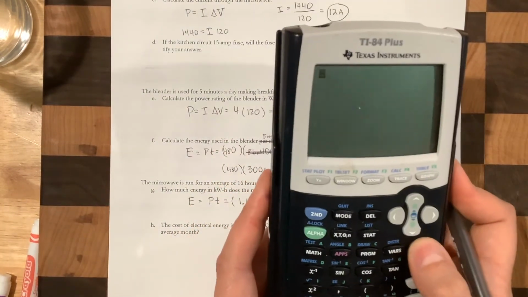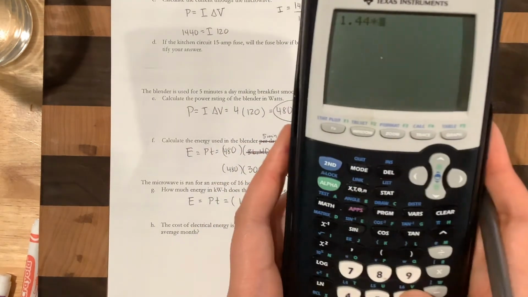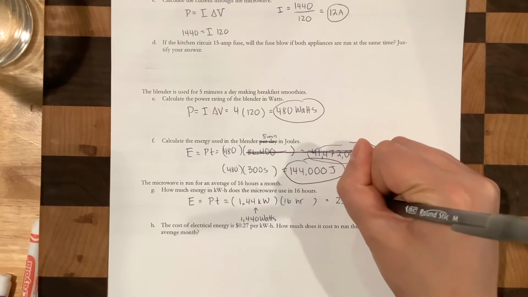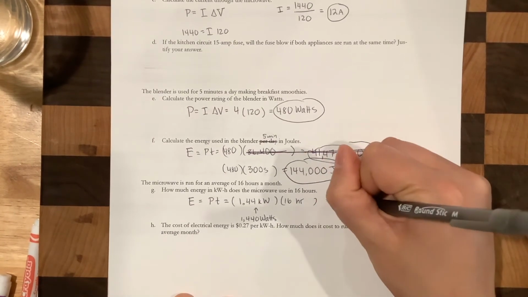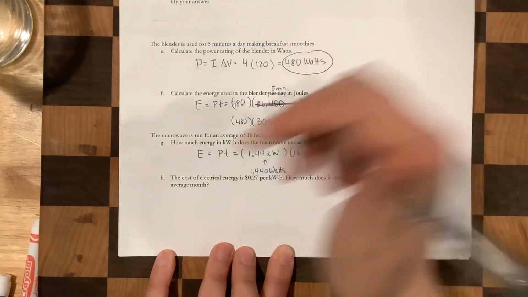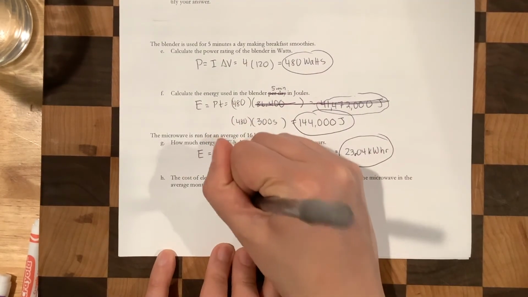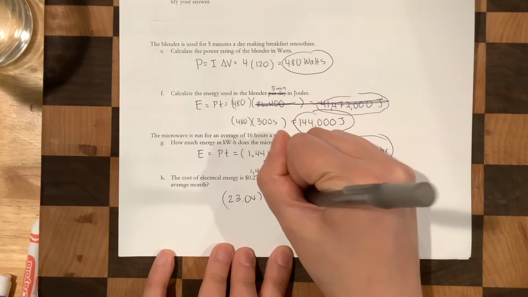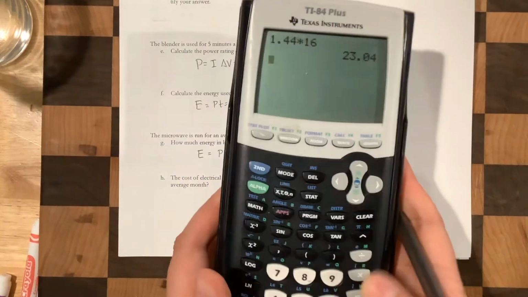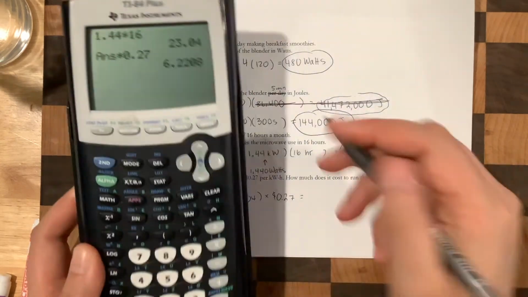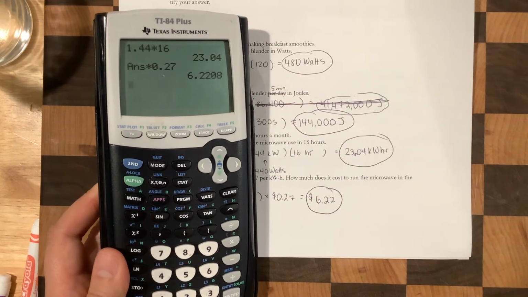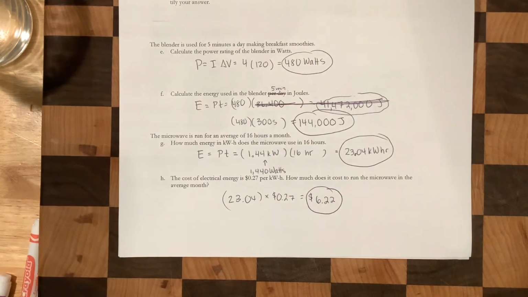So it's 1.44 times 16 for 23.04 kilowatt hours worth of electrical energy. And if each of those units of electrical energy cost 27 cents, then I'm going to multiply together to get cost. So times 27 cents is $6.22 to use my microwave per month. I feel like that's worth it. I make a lot of things in the microwave.